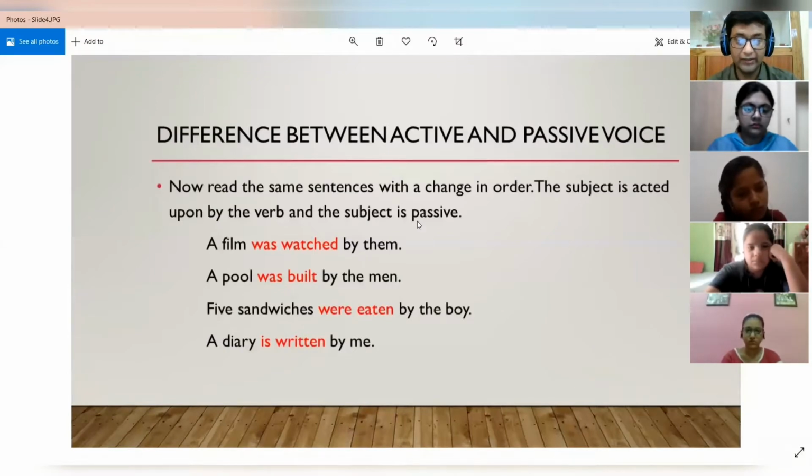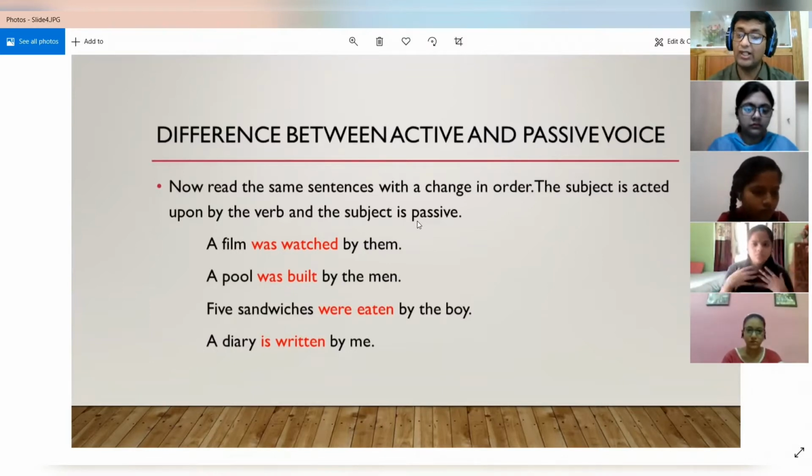Now you will find that the action is not being performed by the subject, but the subject will be passive and the subject will be acted upon. Something will happen to the subject itself. All right. For example, a film was watched by them. So in this case, you can clearly see that a film is the subject of the sentence, but is the film doing anything?